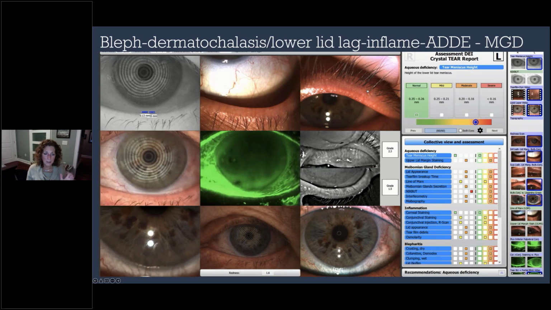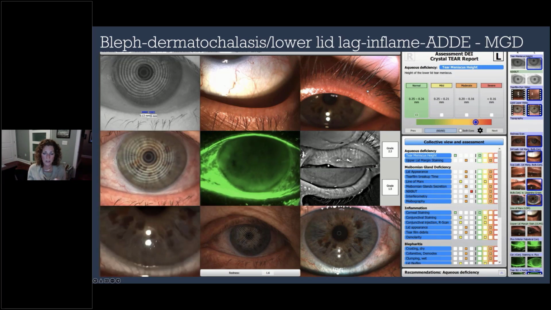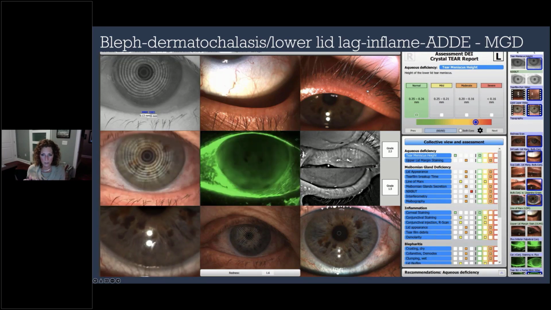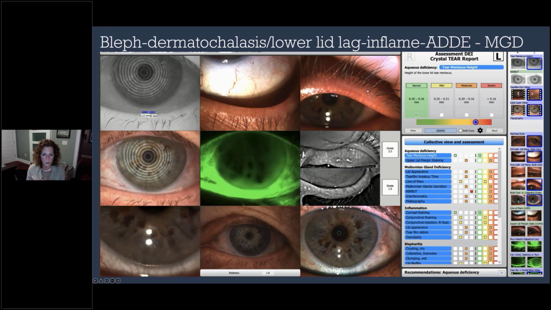And then inflammation, good is the same as the oil glands. Better, all the drugs and the drops. And then best, an in-office procedure that reduces inflammation. It's a light procedure. We do it 4 times over the course of 3 to 4 months.